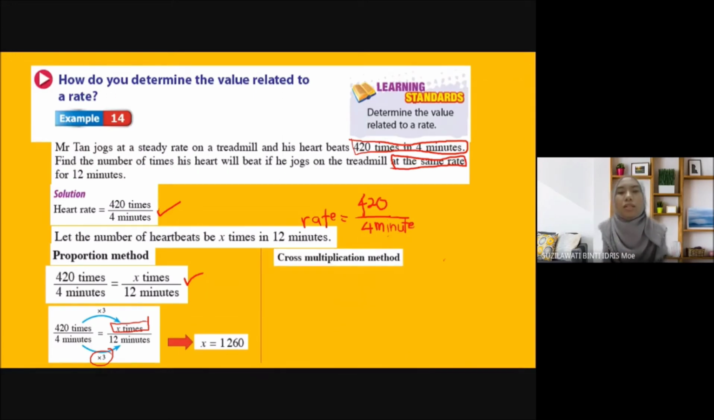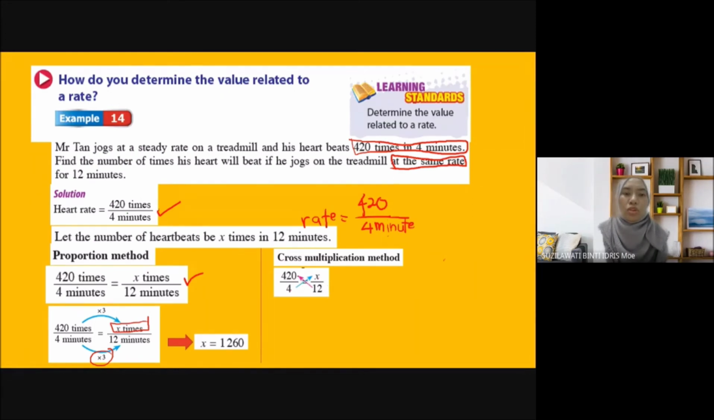Okay, the other method is cross multiplication method. How do we solve this using cross multiplication method? First you write the rate. Still just like you write proportion, but when you write proportion, you write 420 times over 4 minutes equals x times over 12 minutes. When you do cross multiplication, you just write the numbers. You don't write the quantity. 420 times, you don't write the times. 4 minutes, you don't write the word minutes. You just write 420 over 4 equals x over 12.